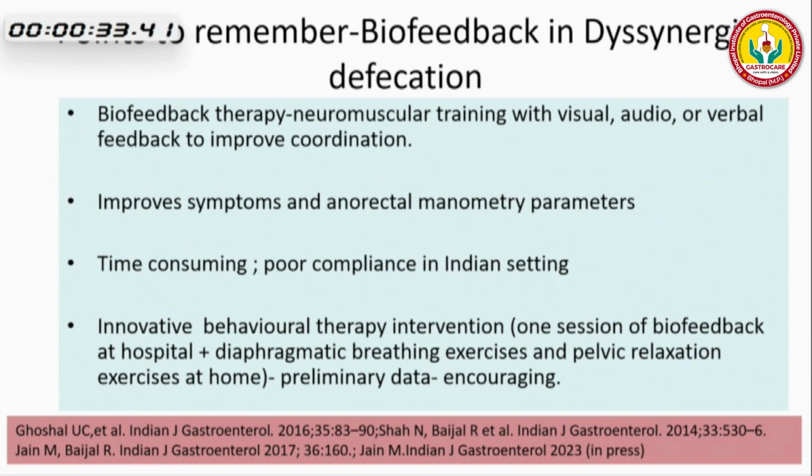So we came up with an innovative behavior therapy intervention where we did one session of biofeedback for our patients in the hospital and followed it up with diaphragmatic breathing exercises and pelvic relaxation exercises at home. Our preliminary data of 35 patients shows encouraging results, and maybe this may be the way to move forward.